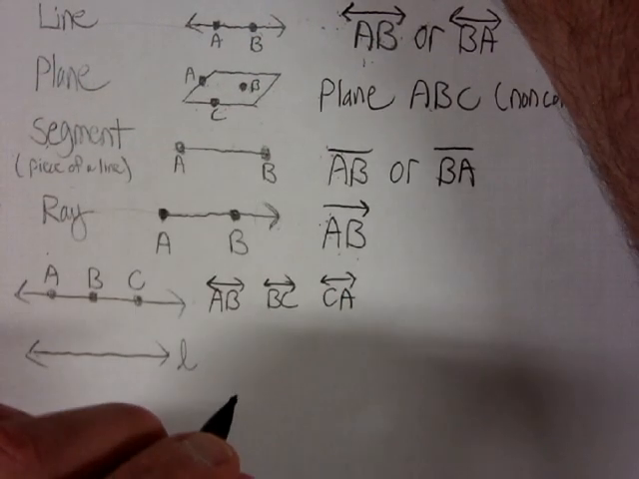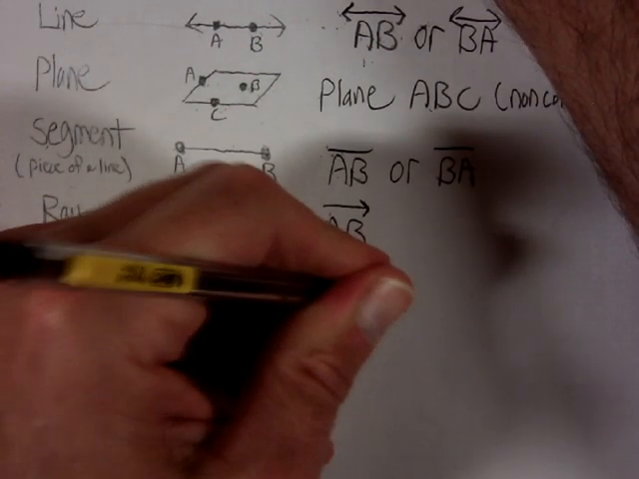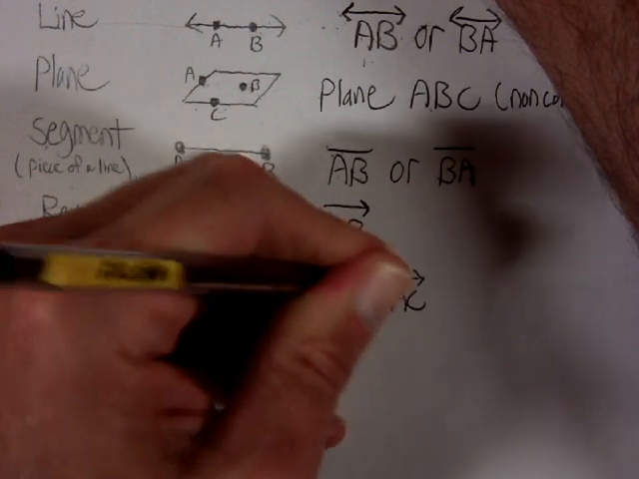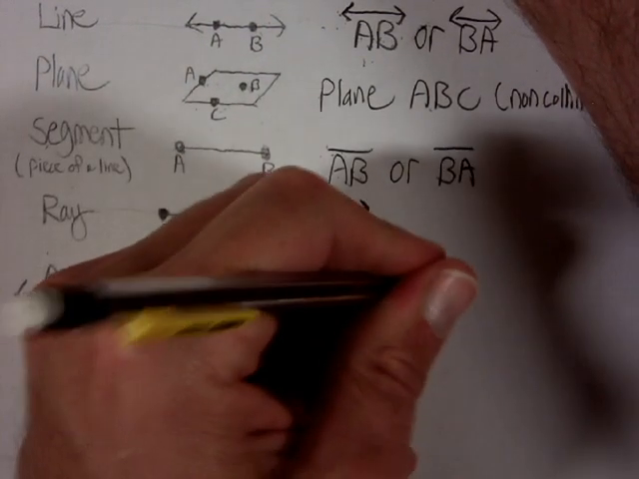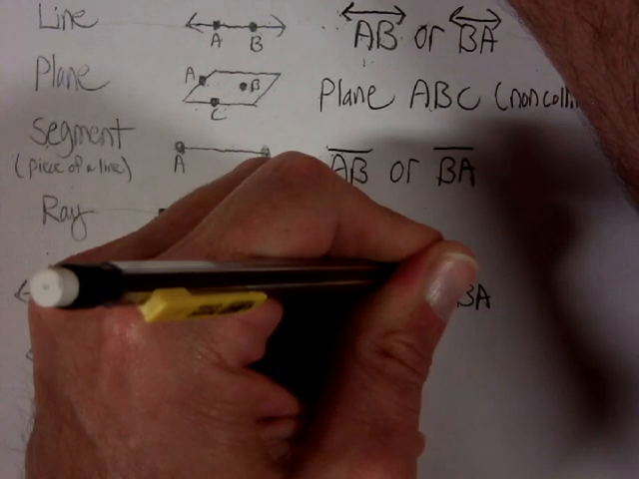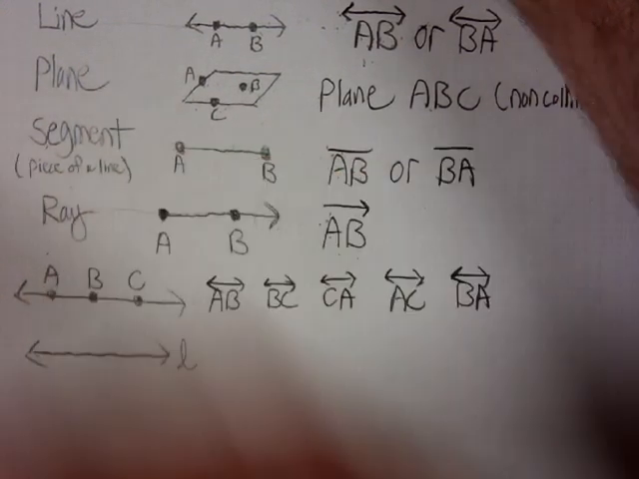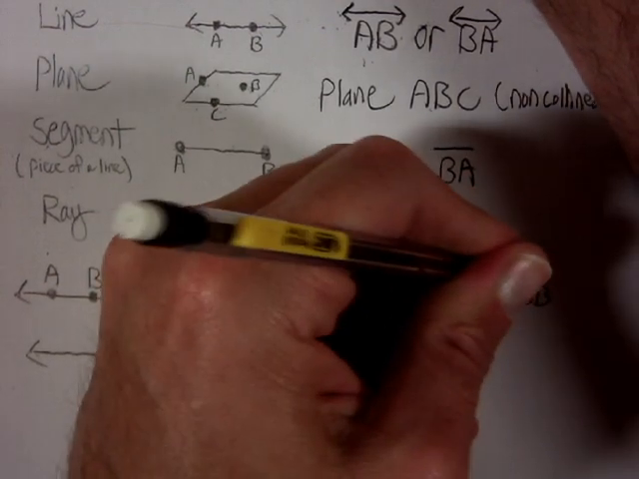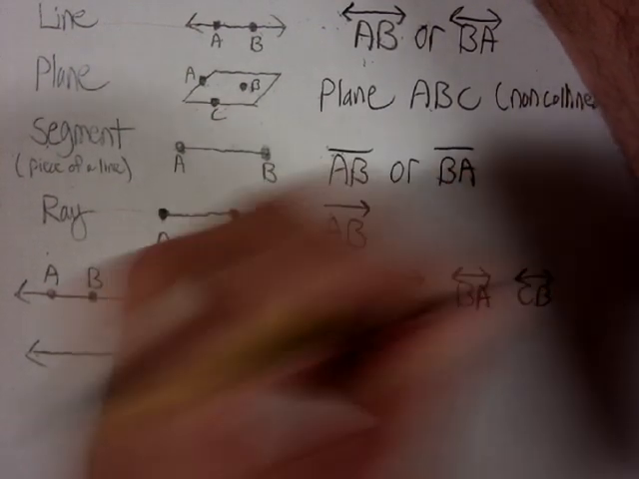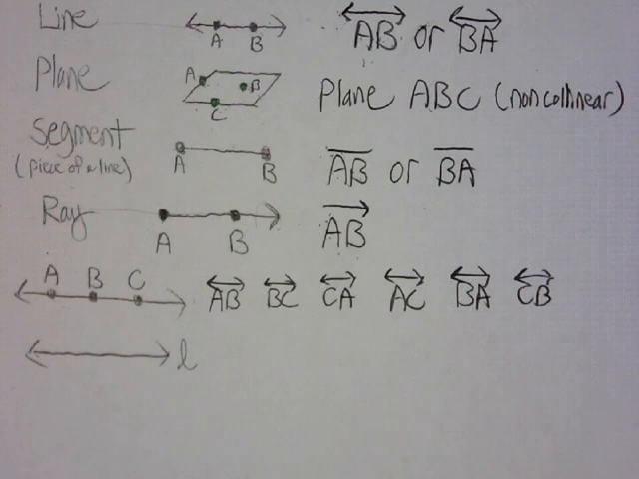Then I could reverse all of those. AC. Because remember, the order doesn't matter for line. Line BA. And there's one more, line CB. All right? So all of those would be a correct way to name this line. And if you have a question that says name this line, all you have to do is pick one of them. They would all be correct.